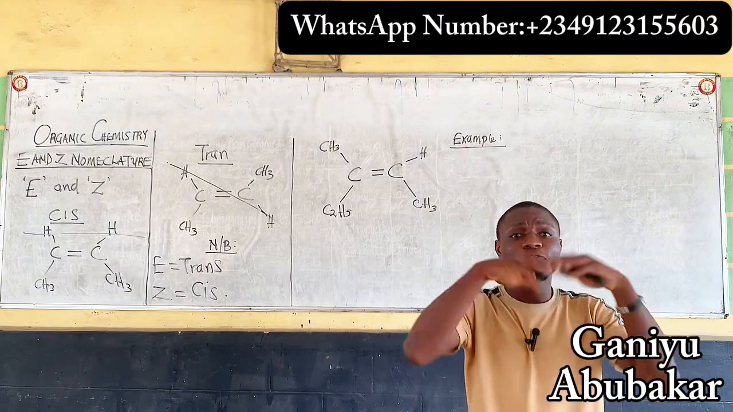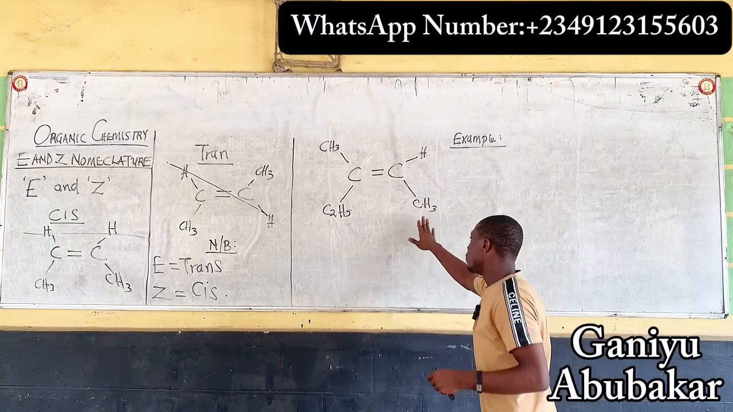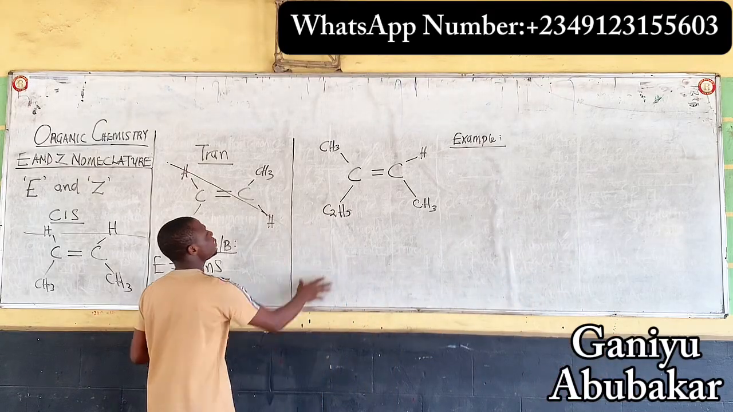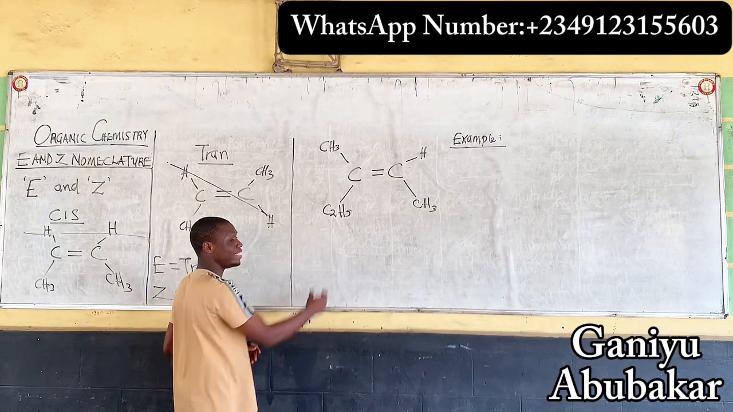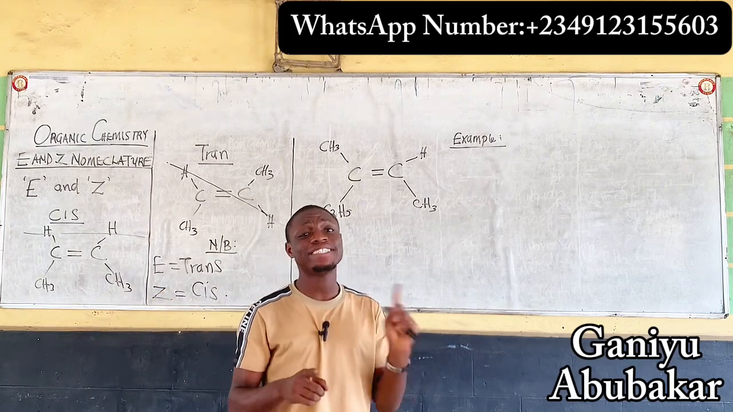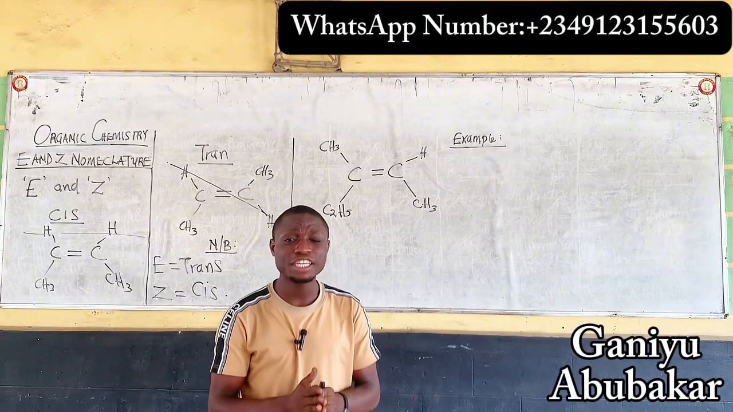It will give you this different form. That different form is said to be E and Z nomenclature. So how do you name this? Please listen. Is this one E? Is this one Z? How do you tell? It's easy.